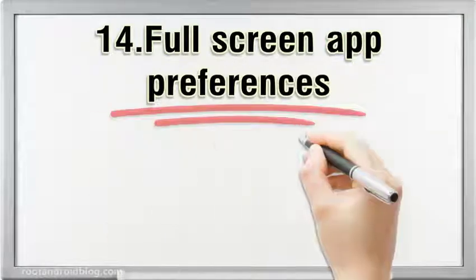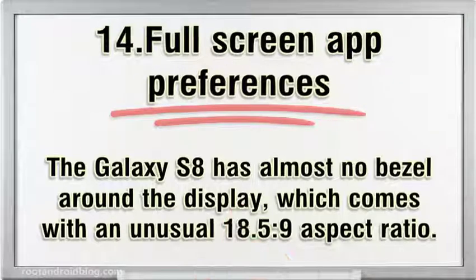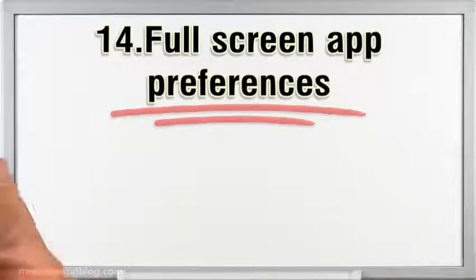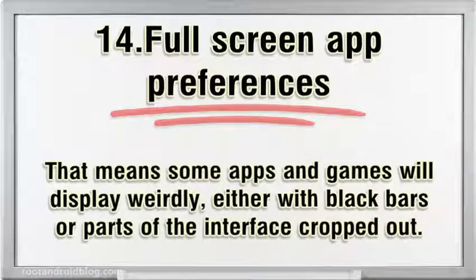14. Full screen app preferences. The Galaxy S8 has almost no bezel around the display, which comes with an unusual 18.5:9 aspect ratio. That means some apps and games will display weirdly, either with black bars or parts of the interface cropped out.